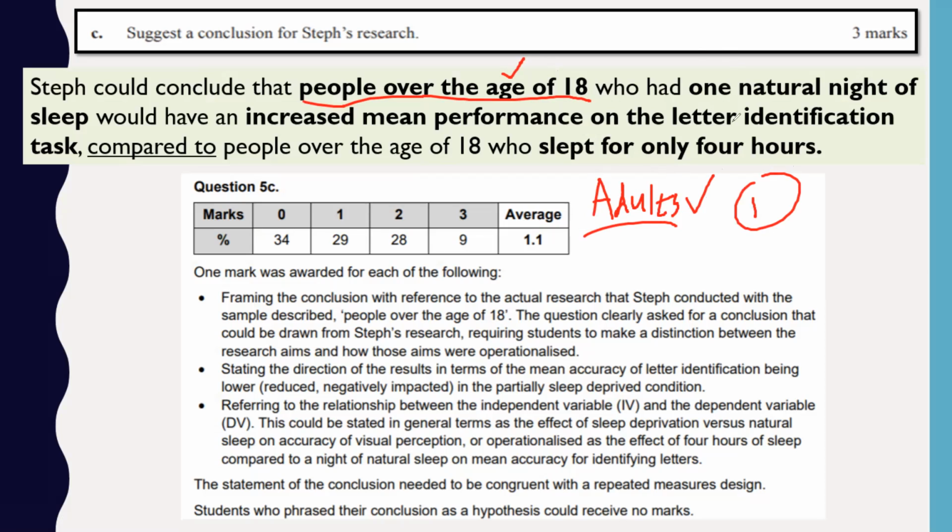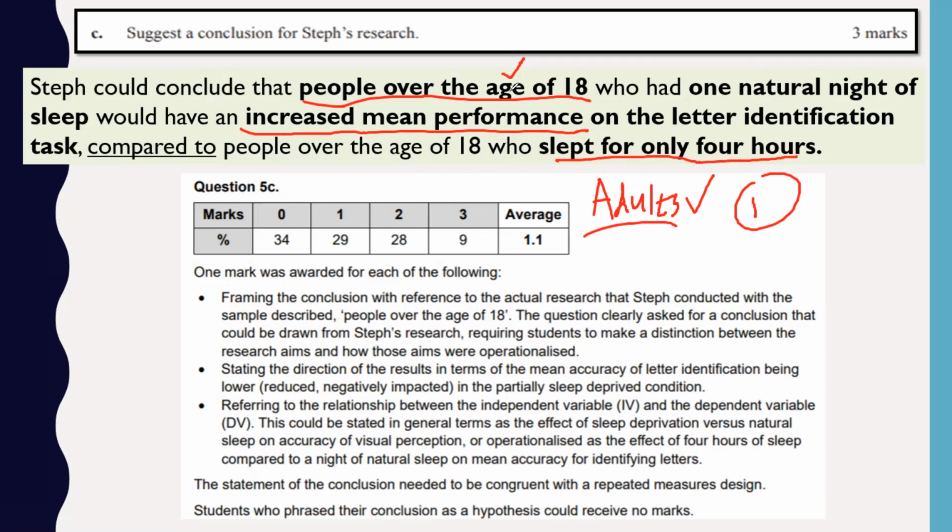You get another mark for mentioning what was actually being measured. What was the actual direction of the results? So we said people over the age of 18 who had 1 natural night of sleep would have increased mean performance. So we're saying that there's going to be a higher level of mean performance on the letter identification task compared to people over the age of 18 who slept for only 4 hours. So that's basically our conclusion, okay? We've mentioned the experimental group and the effect of the IV, of having a natural night of sleep.